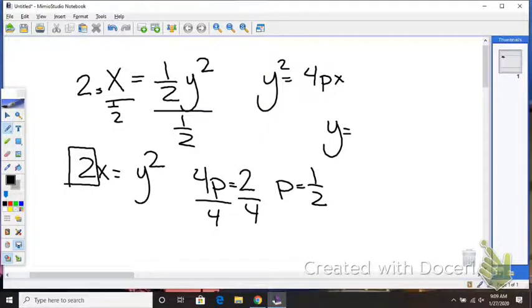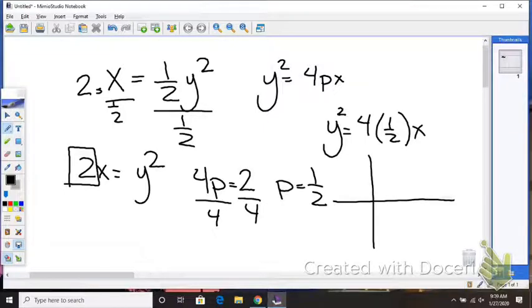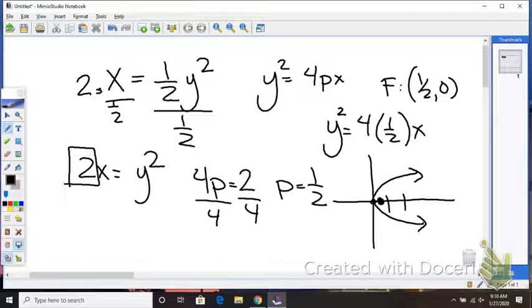So I have y squared equals 4 times 1/2 x. So it's y squared, which means it's opening this way. So my point is 1/2, 0. So my focus would be 1/2, 0. And here's the sketch of the graph.